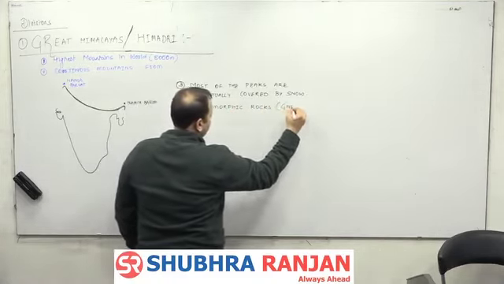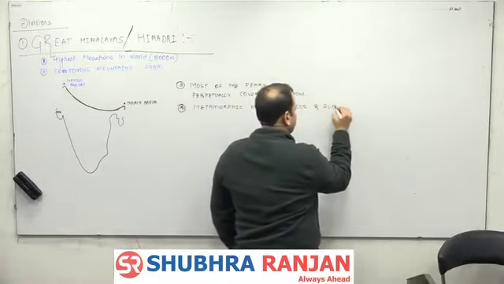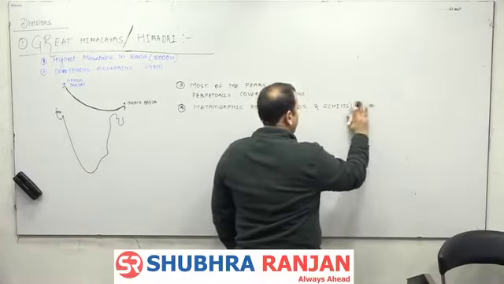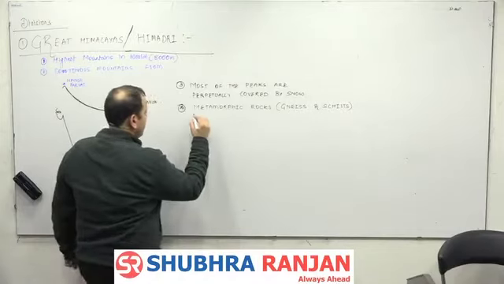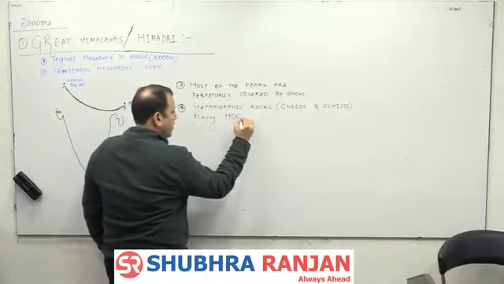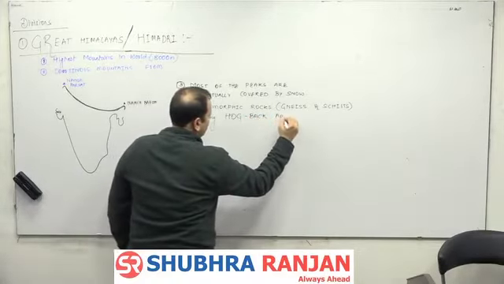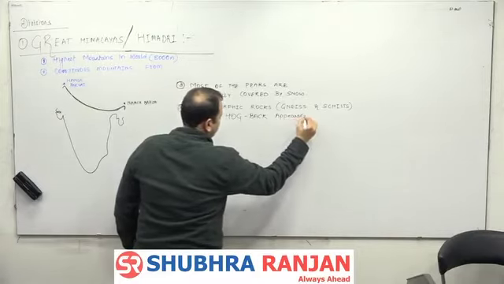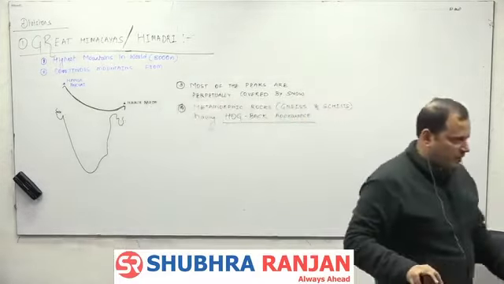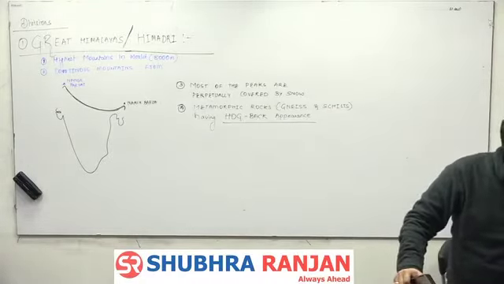Generally made up of gneiss and schist, having hog back appearance. This is the key word here. They are having the hog back appearance. What do you mean by hog back appearance?